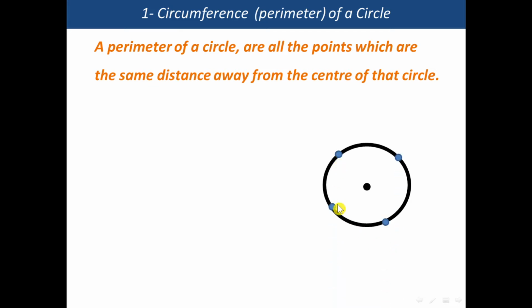That means if I take these 4 points here, and these points are the same distance away from the center of the circle, so let's say this distance is the same as this distance, and the same as this distance from the center to this point, then these 4 points belong to the circumference of the circle. If the point is here or here, they don't belong to the circumference of the circle.